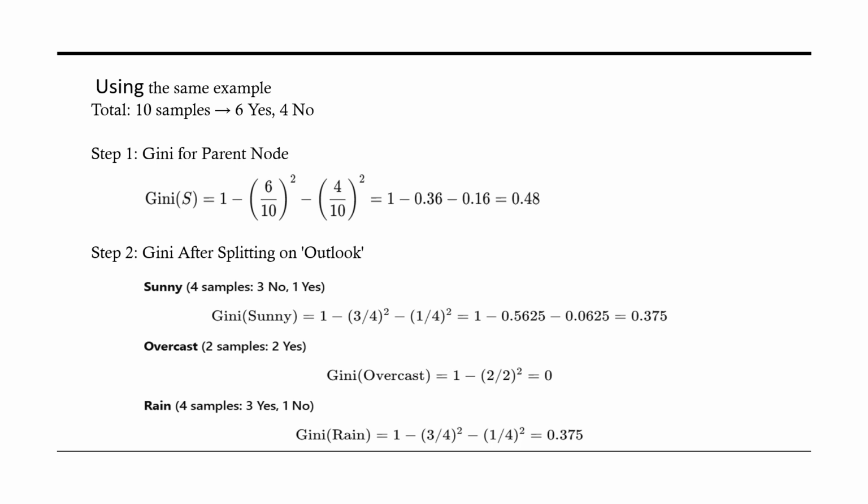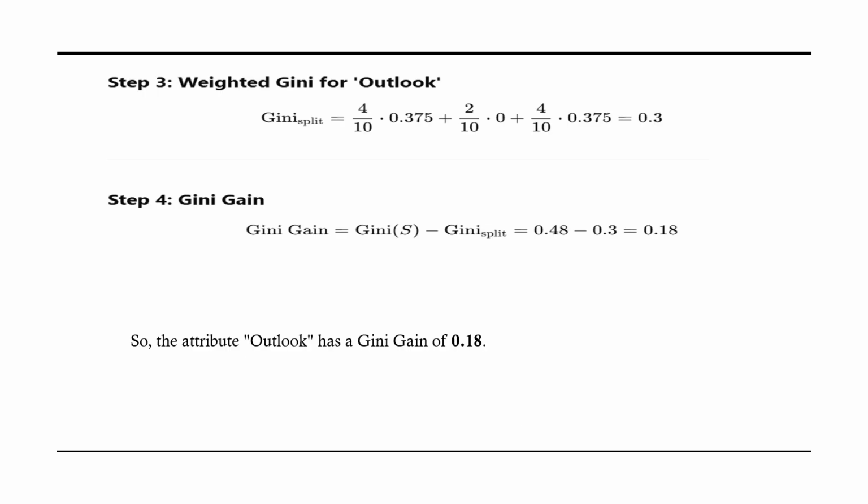Step 2 is Gini after splitting on outlook. So for Sunny, it is 4 samples. We have 3 no and 1 yes. And overcast, we have 2 samples, and both are yes. Rain has 4 samples, among that 3 yes and 1 no. So after doing all these calculations, I got for Sunny the Gini value 0.3, overcast is 0 and rain is 0.375. So this is how we calculate the Gini value for the attributes.